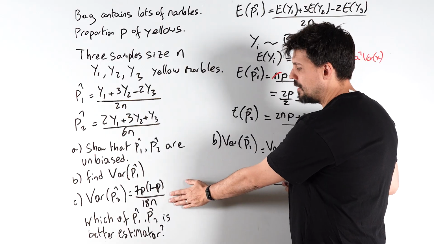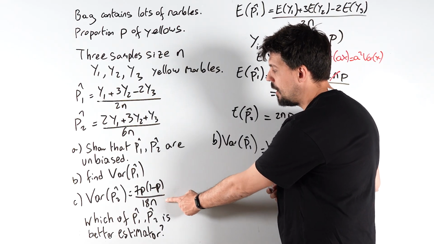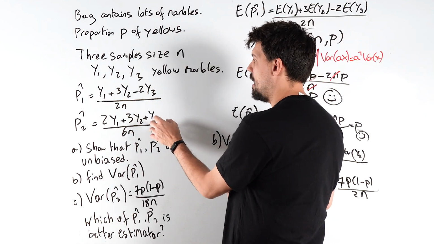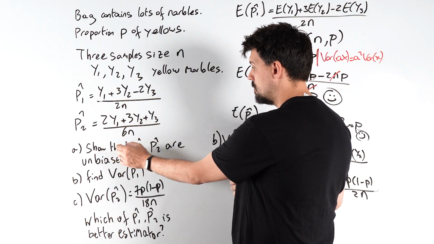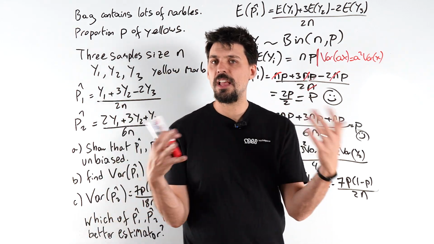Now we are told that the variance of P2 is 7p(1 minus p) over 18n. Is that correct? It'll still be 14 on top, but it'll be 36. Yeah. Now why does that tell me which one is better?